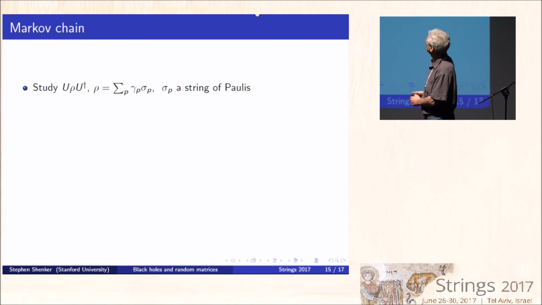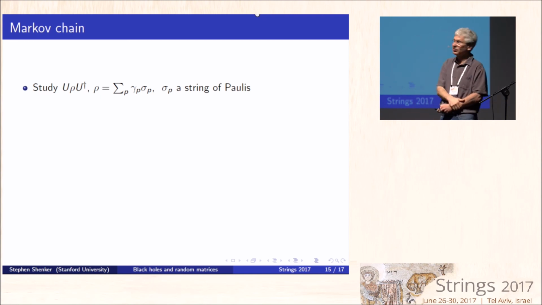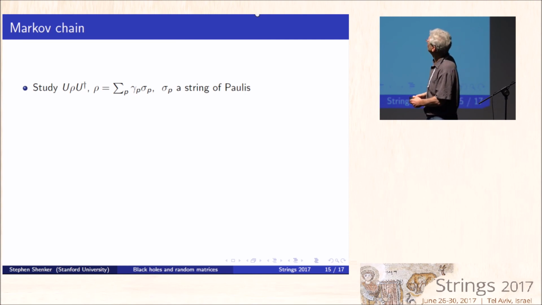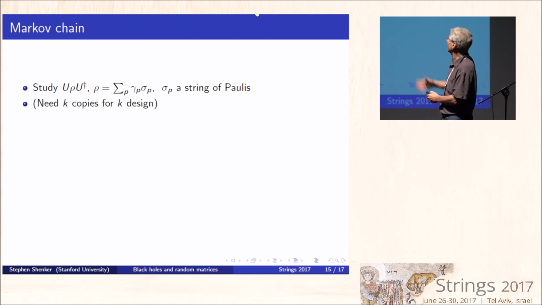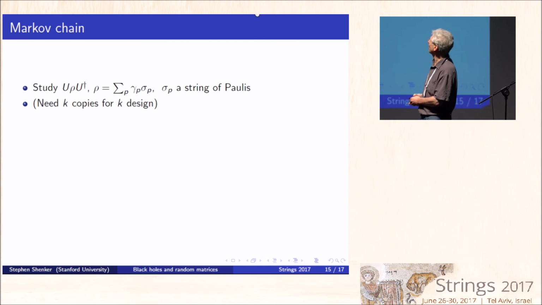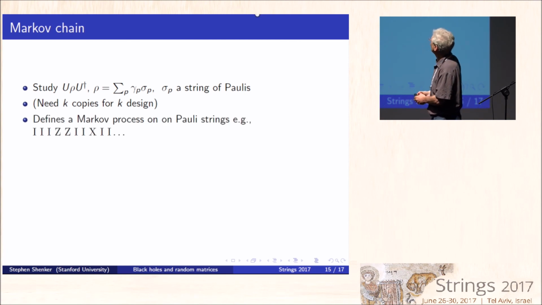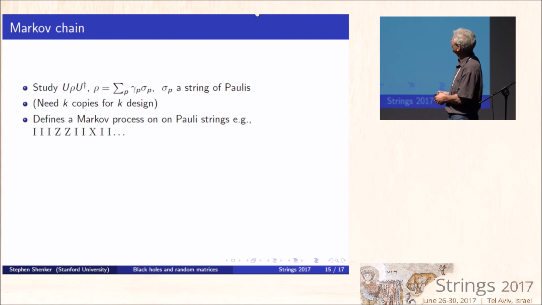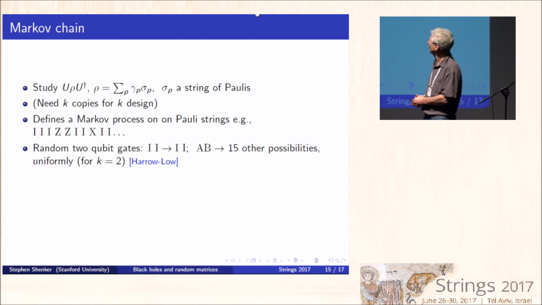You can rewrite this as strings of products of Pauli matrices, because Pauli matrices take you from a qubit space to a qubit space. This is a technical comment that I'll elide here. So this defines a Markov process as you choose these random unitaries on chains of Pauli matrices. Here's I, that's sigma z, that's sigma x. If you're a quantum information person, that's what they look like. So you have a Markov process on these strings of Pauli matrices.